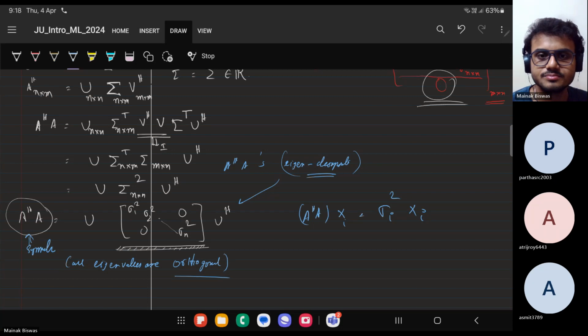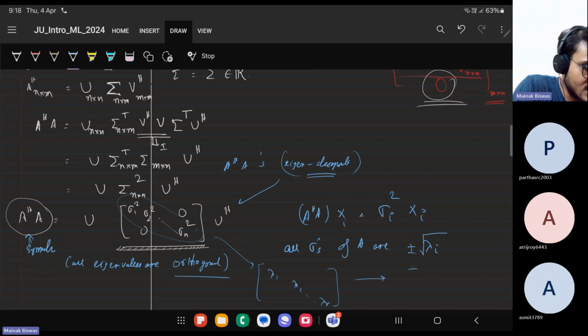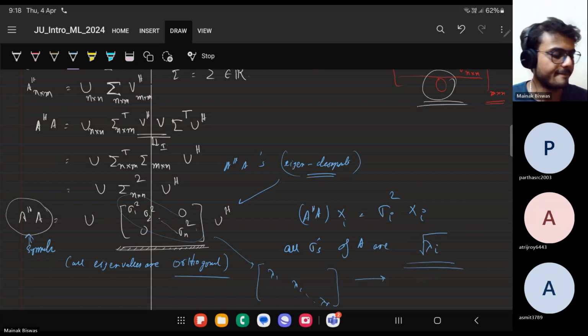You are not audible. All these sigmas are square roots of the eigenvalues. So all sigmas of A are the square root of the eigenvalues. If you do not get sigma square in this form, you will get some matrix lambda 1, lambda 2, dot dot dot, lambda n. So it is plus or minus square root of lambda i, but only plus will remain because it has to be positive, right? So it has to be lambda i.